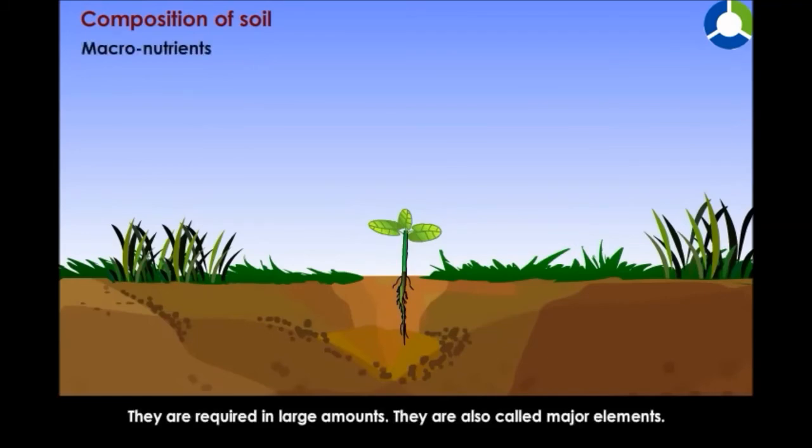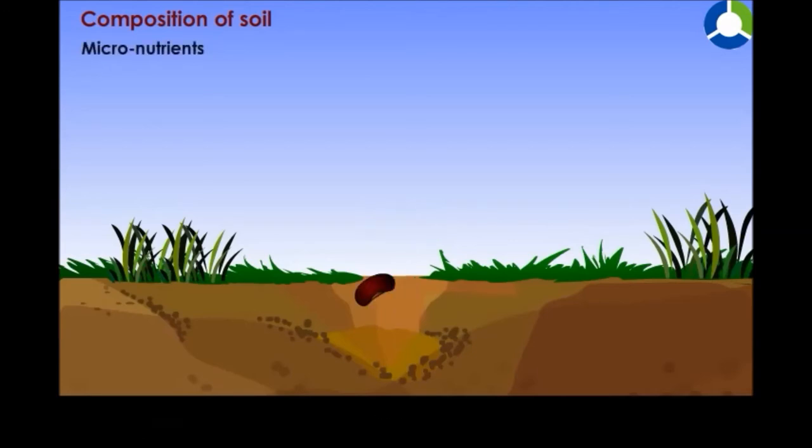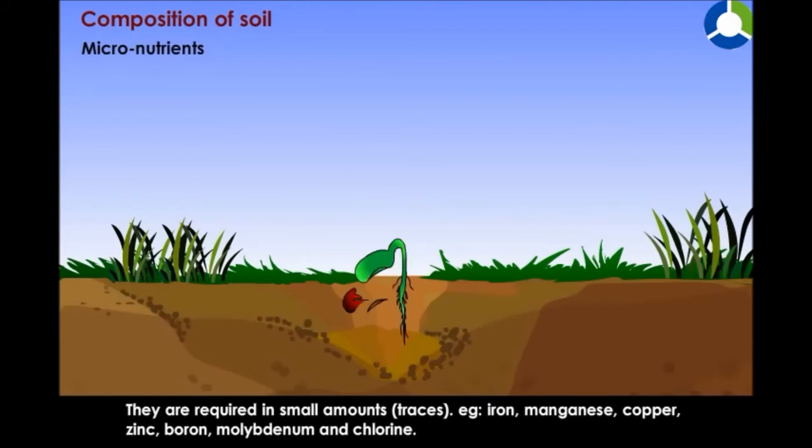Macronutrients. They are required in large amounts. They are also called major elements. Example: carbon, oxygen, hydrogen, nitrogen, phosphorus, potassium, calcium, magnesium and sulfur. Micronutrients. They are required in small amounts, traces. Example: iron, manganese, copper, zinc, boron, molybdenum and chlorine.